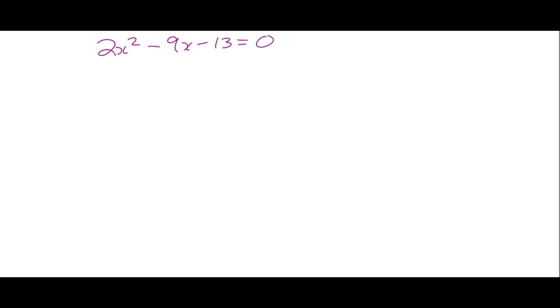All right, so here's what we're going to do. First thing we're going to do is look at this and say, okay, what's A, what's B, what's C? What's A? 2. What's B? What's C? All right, so we've identified A, B, and C.